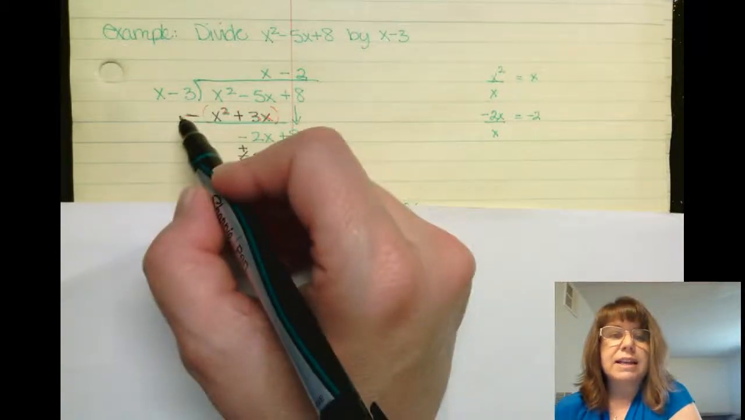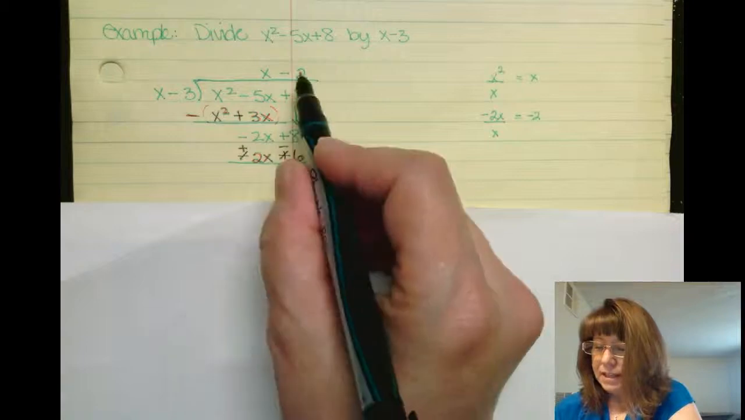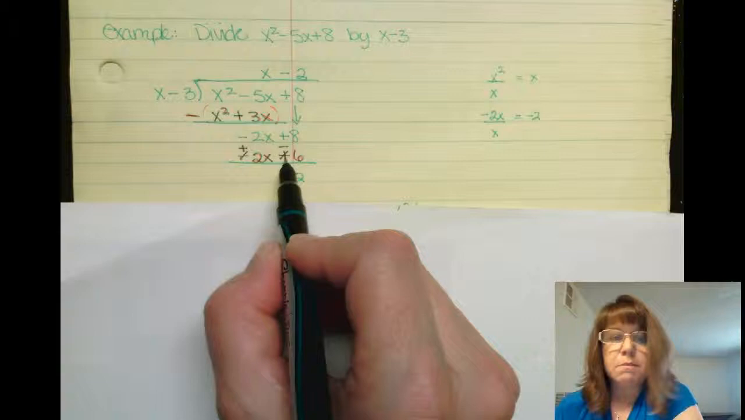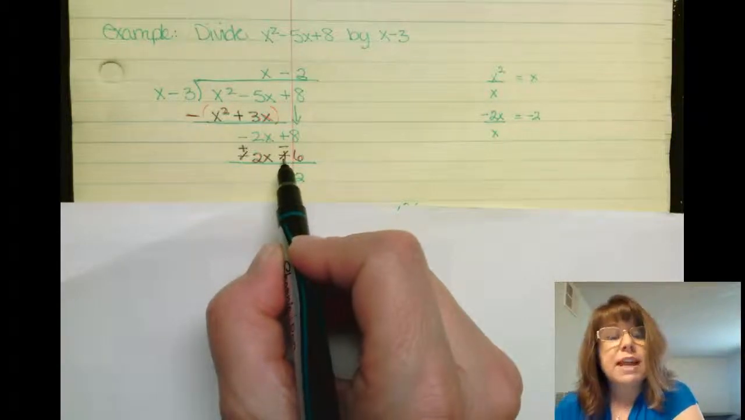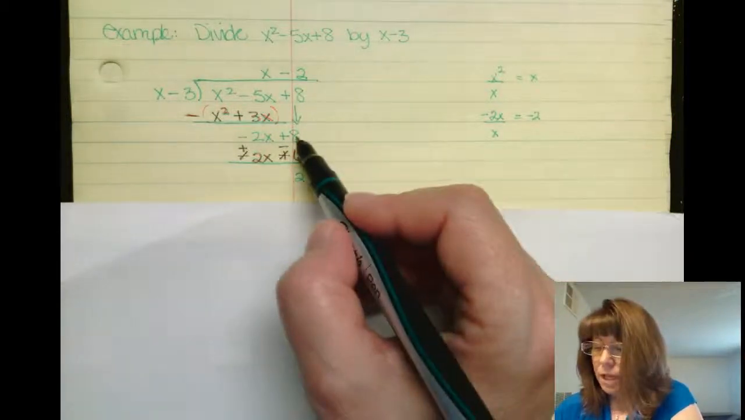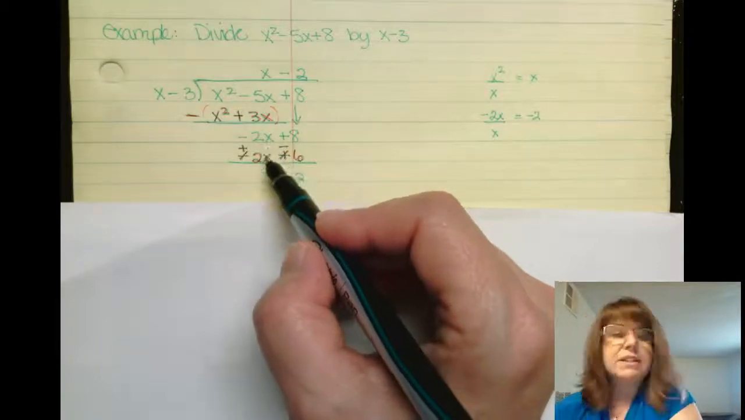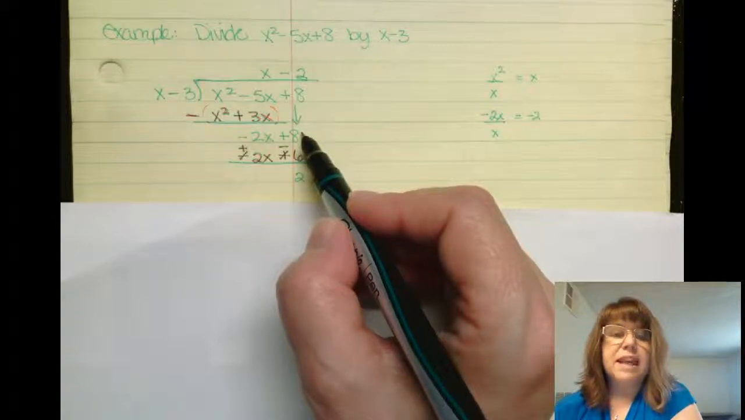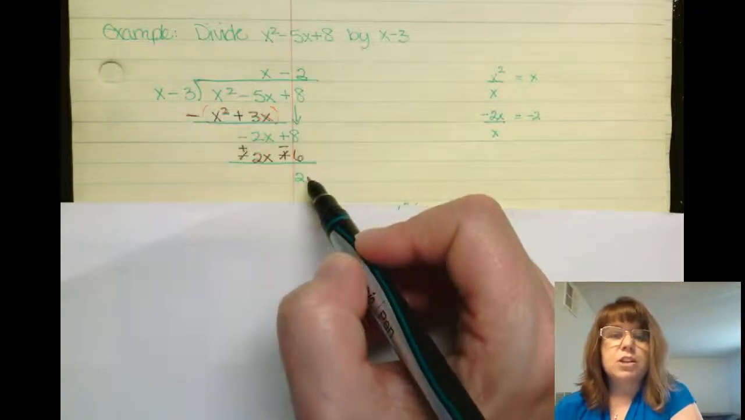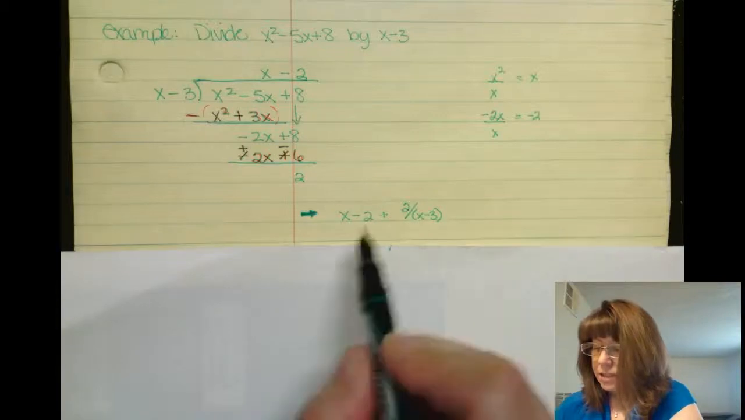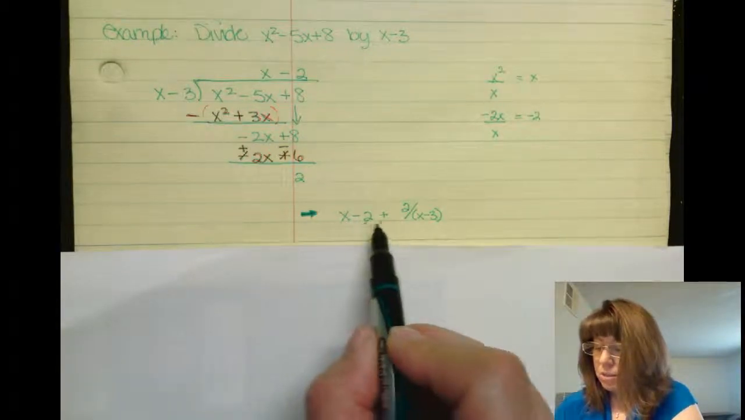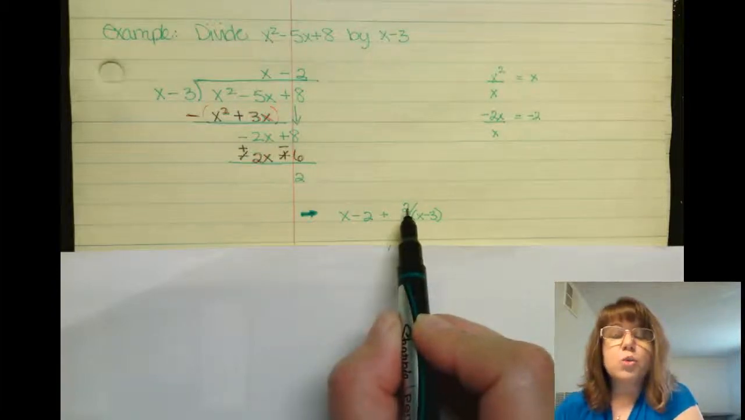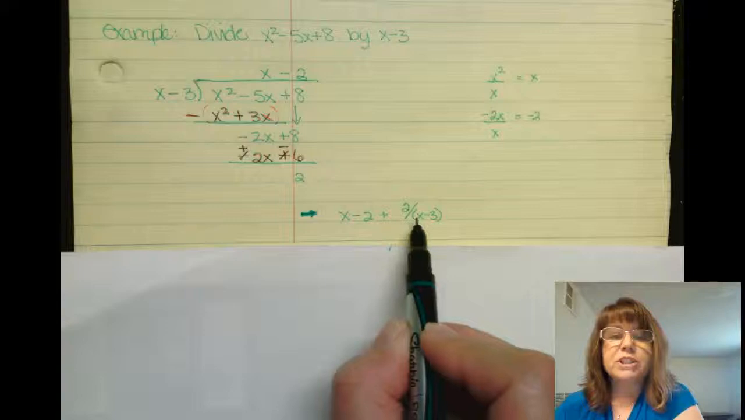Negative 2 times x is negative 2x. Negative 2 times negative 3 is positive 6. Change the sign of both terms and take the difference. So negative 2x plus 2x is 0x, and positive 8 minus 6 is 2. So our final solution is going to be x minus 2 plus our remainder, which is 2 over our divisor, which is x minus 3.